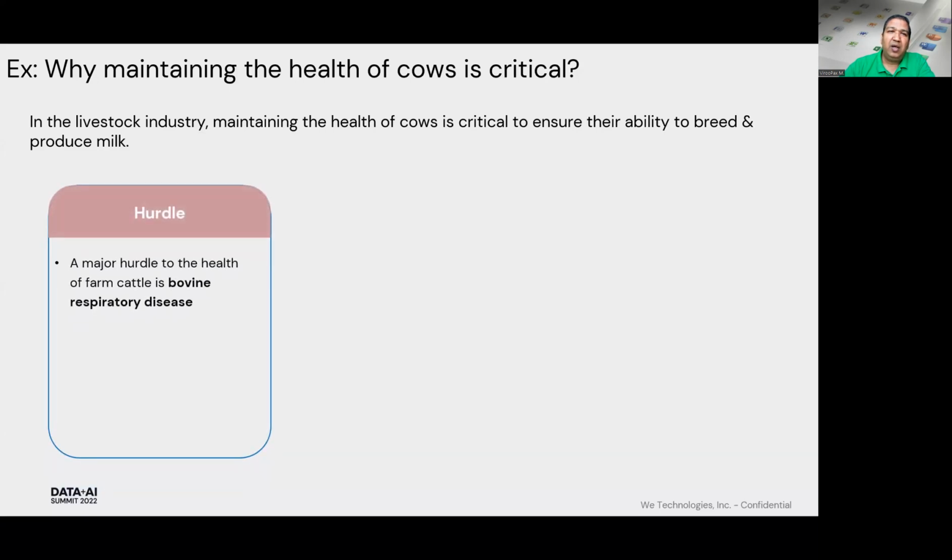So why is maintaining the health of cows critical? I'm just giving an example here. Obviously, you can apply this to chicken, poultry farms in general. There are many ways of looking at it. In this particular case, maintaining the health of cows is critical to ensure that they're able to breed and able to produce, and their productivity impacts human life directly. Farm animals are really critical in that sense because they are experiencing many strains of diseases. You've heard of bird flu, you've heard of bovine respiratory disease.